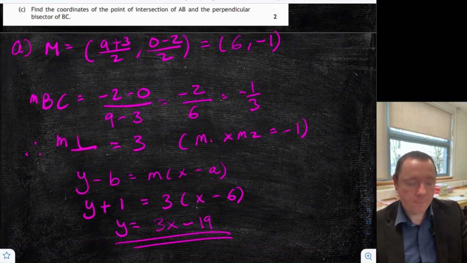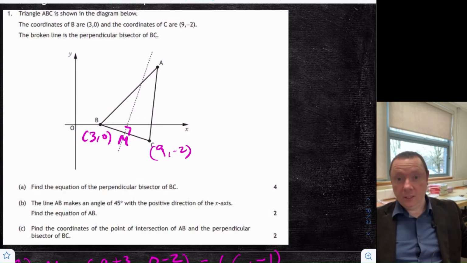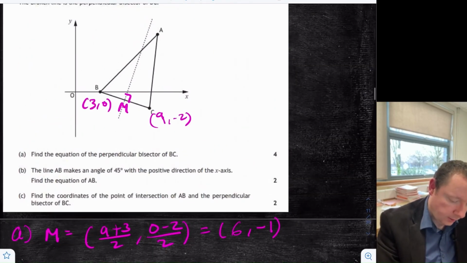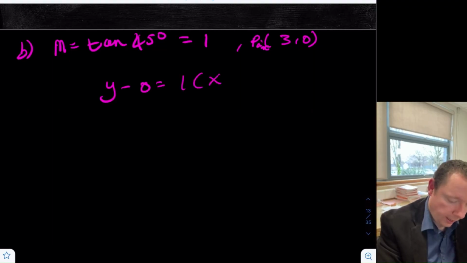Part B says the line AB makes an angle of 45 degrees with the positive direction of the x-axis. Find the equation of AB. So we're going to find the gradient using tan theta, and then use the point B to find the equation of the straight line. That'll be m equals tan of 45 degrees, which equals 1. So the point we've got is point B, which is 3, 0. So y minus 0 equals 1(x minus 3), or y equals x take away 3.